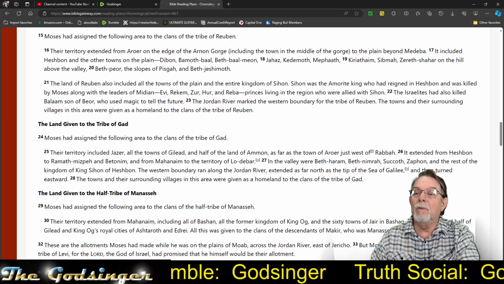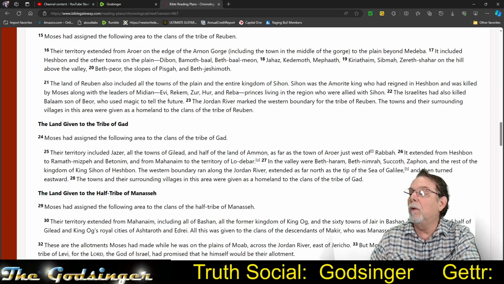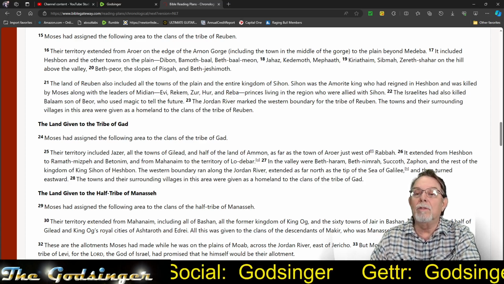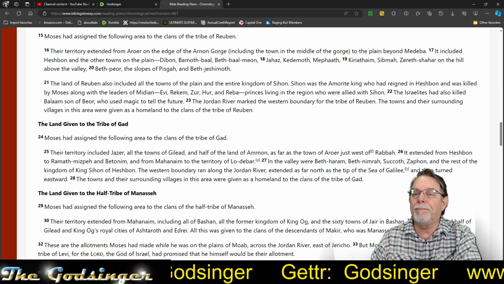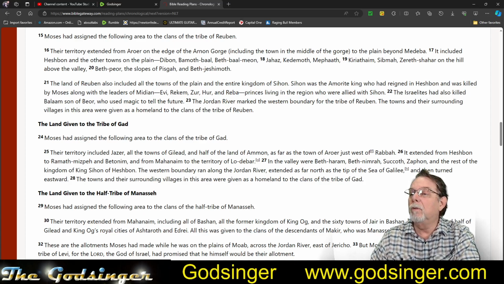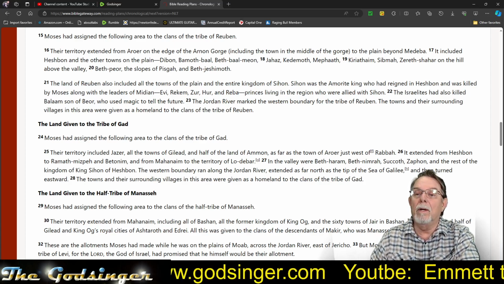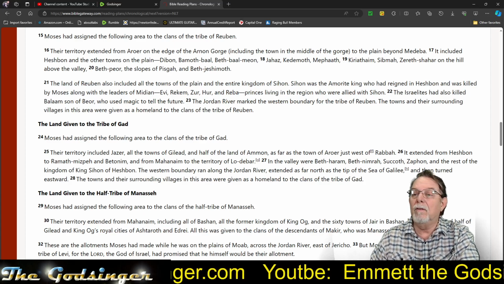The land of Reuben also included the towns of the plain of the entire kingdom of Sihon. Sihon was the Amorite king who had reigned in Heshbon, and was killed by Moses along with the leaders of Midian: Evi, Rekem, Zur, Hur, and Reba, princes living in the region who were allied with Sihon. The Israelites had also killed Balaam, son of Beor, who used magic to tell the future.